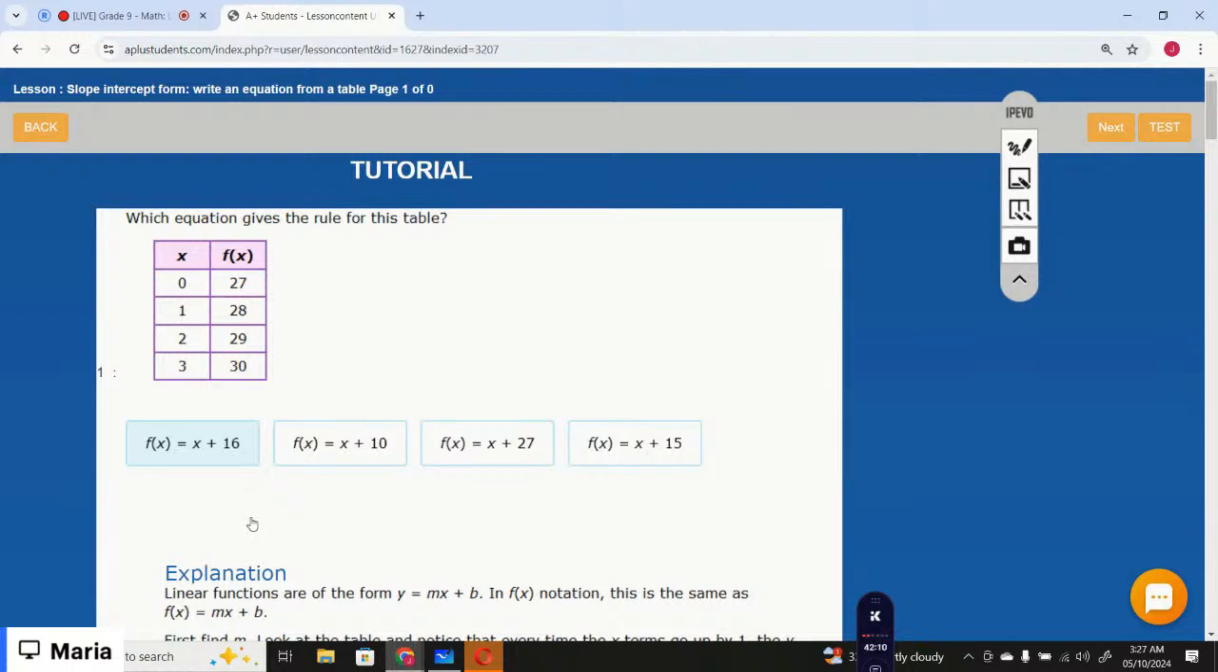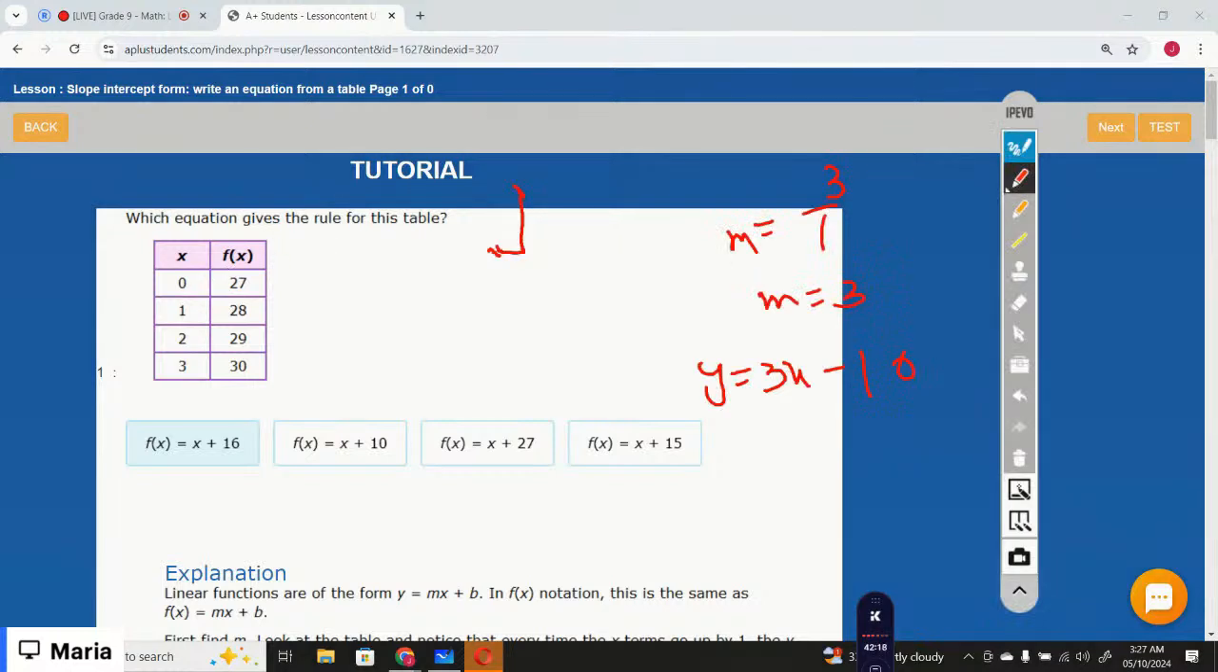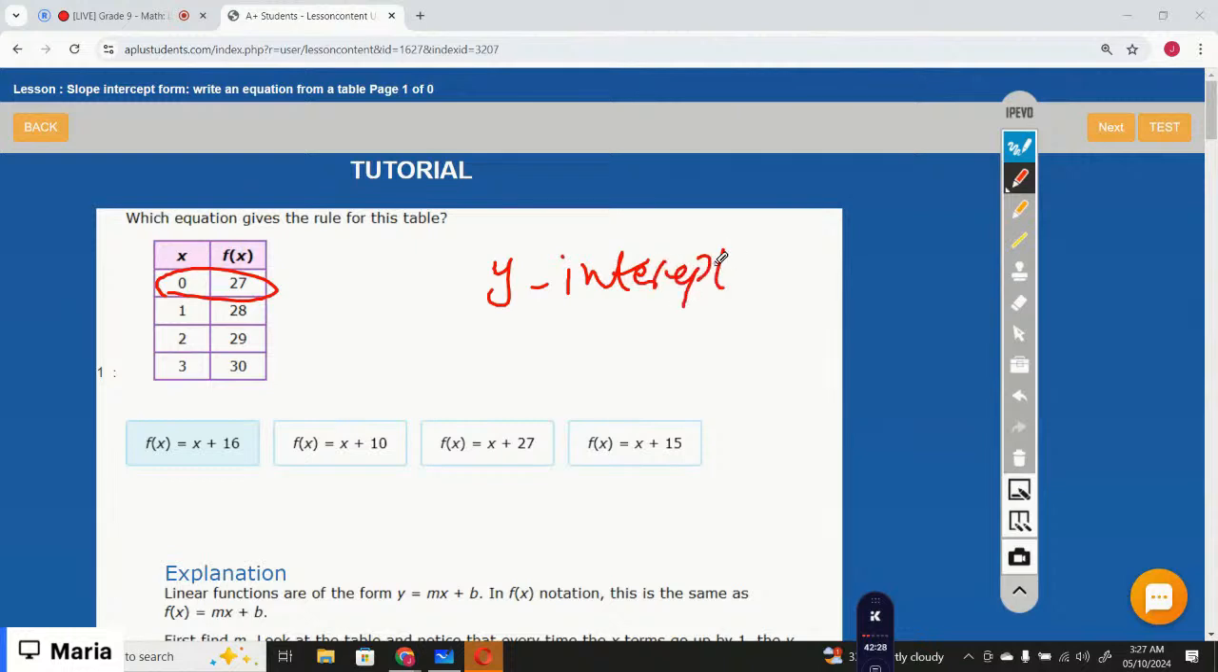So the first thing is, look at this table. You are given the table that is x and f of x. So this is the y-intercept. When x is 0, y is negative 27. So y-intercept is negative 27. The second thing is you need to find slope.